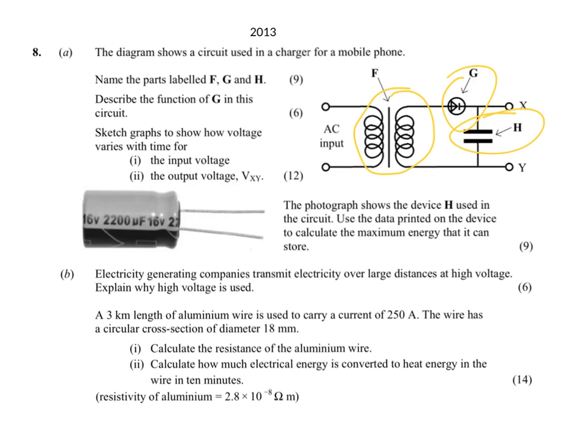Describe the function of G. Well, it's a diode. What does the diode do? Sketch an input and output. Well, if this is a smoothing device, it's a transformer, so you're looking at AC going to DC. Then it says, photograph a device, calculate the maximum energy. Well, there's the fault on the outside. You've got the voltage and you've got the capacitance. With voltage and capacitance, you can find energy stored, can't you? Equals half CV squared.